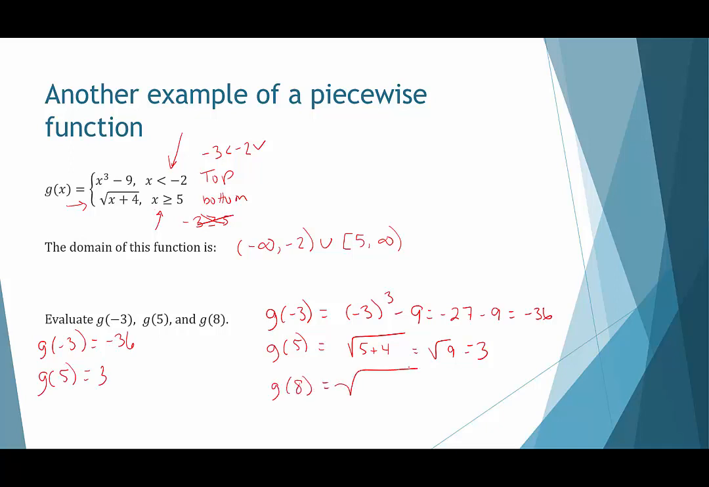G of 8, that would be the square root of 8, oh, I'm sorry, I didn't explain it, but 8 is bigger than or equal to 5, so it belongs in the bottom piece. So we only plug it into the bottom piece. The square root of 8 plus 4, that would be the square root of 12. 12 could be the square root of 4 times 3, so that'd be 2 radical 3. I didn't say these had to turn out pretty, did I? We get g of 8 is equal to 2 radical 3. So that's what we would do for this particular piecewise function.